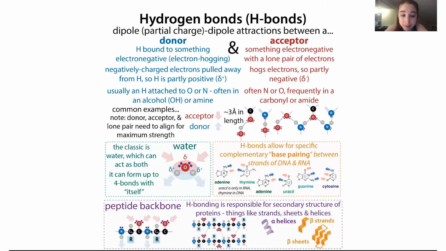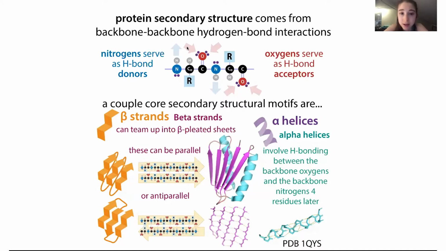You get these alternating donors, acceptors, donors, acceptors, donors, acceptors. Because you have this regularly arranged pattern of them in the peptide backbone, since all of these amino acids link together the same way and it's only the unique part that changes, you can end up getting these characteristic secondary structural motifs, like beta strands, which can team up into beta pleated sheets, and alpha helices. So these are involving the backbone.